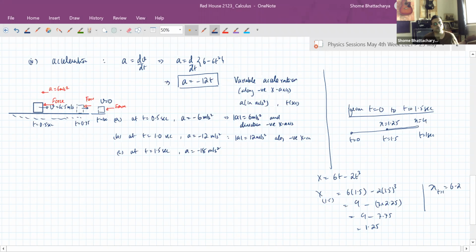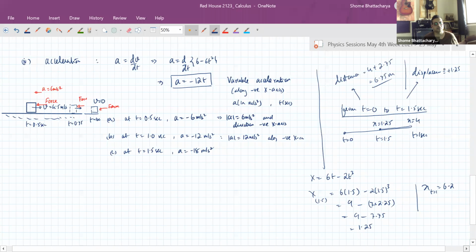So if I look at the interval from 0 to 1.5 seconds, what is the distance traveled? The distance traveled is this whole thing. It's gone from 0 to 4 and then come back from 4 to 1.25. So it's traveled a distance of 4 plus 2.75, correct? So 6.75 meters. But what about the displacement? The displacement is simply plus 1.25.